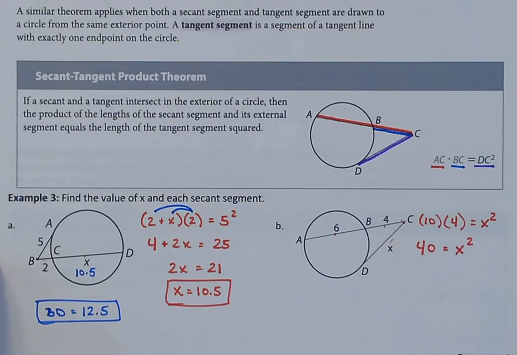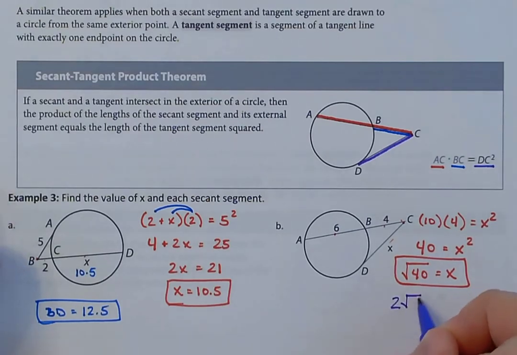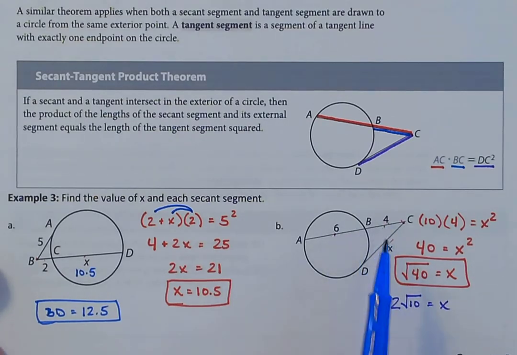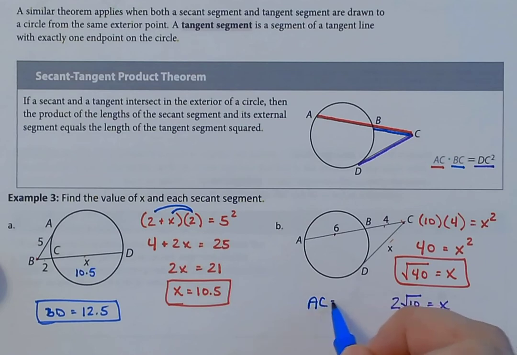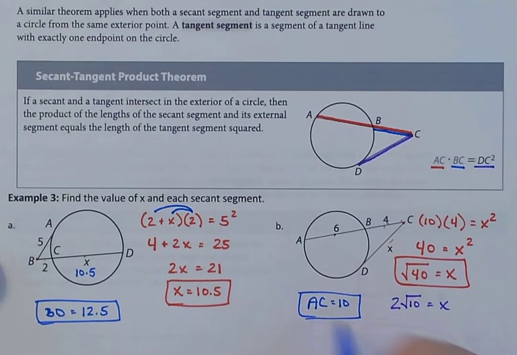So if we go through and solve, we end up with the square root of 40 for the value of x. Now, you could go through and get a decimal for that, and that would work just fine. Also, we could simplify the square root to 2 times the square root of 10. And that tells us the value of x. And if we're talking about the secant segment, well, we already knew what it was because this was 6 and 4. So the whole thing of AC is 10. We just went through and figured out the tangent length.